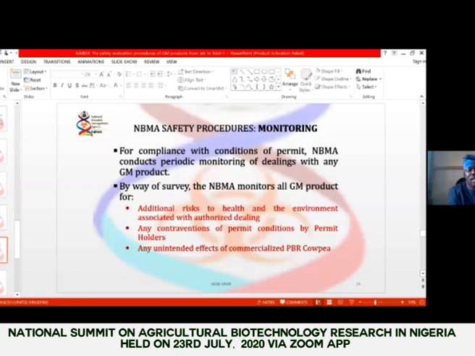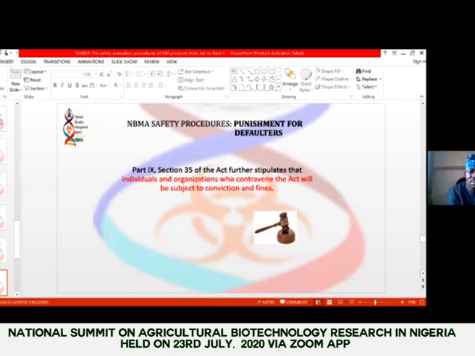Monitoring is very, very key. Monitoring and inspection is very, very key. Most times, the monitoring is being carried out by the permit holder, while the inspection is being carried out by the agency. This is for the permit holder to meet up with some terms and conditions which are already within the application conditions.